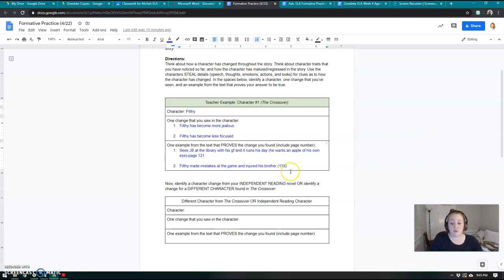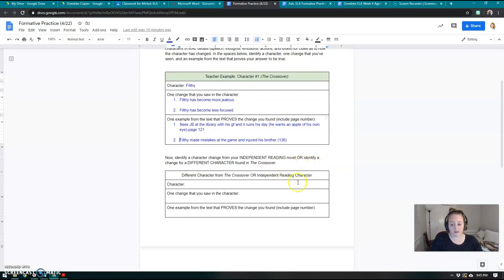So your assignment for today, just for practice, is identify a character change from your independent reading book, or you can identify a character change in The Crossover. If you choose to use The Crossover instead of your own book, it has to be for a different character. It can't be Filthy. Okay, it has to be for a different character if you've noticed a change. Otherwise, do your independent reading book, which is a good time for me to remind you, you still should be reading 20 to 30 minutes every day.